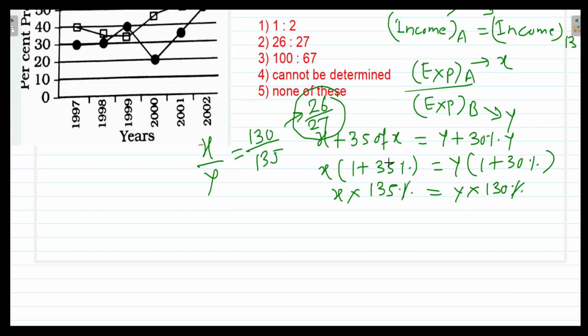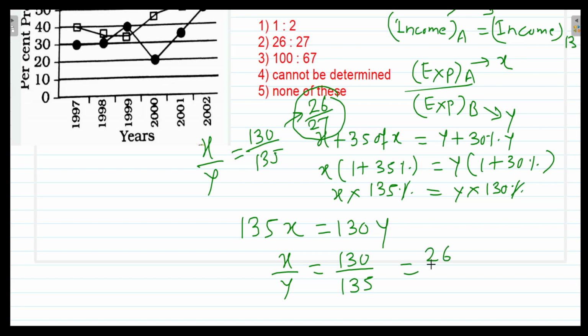But instead of doing so many steps, you can do it in the shortest way. When we know that 35% is a profit and here 30% is the profit, directly we can write that the income is 135 of X, that is equal to 130 of Y. So 135 of X will be the income of A, and 130% of Y will be the income of B. I have not written percent because percent will get cancelled, and therefore X upon Y, take Y to this side, you will get 130 upon 135, that is equal to 26 by 27. So this is the way you can solve it in the shortest way.